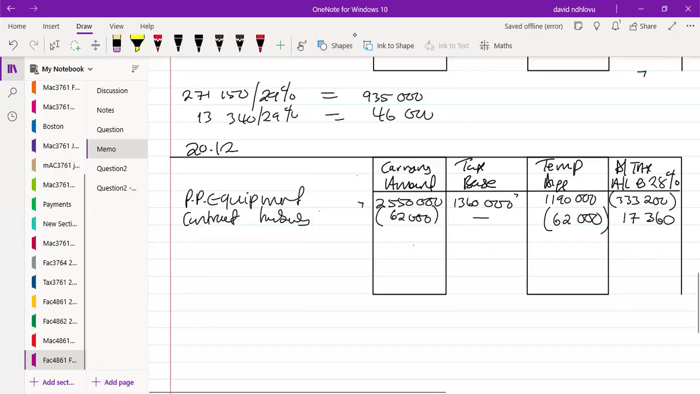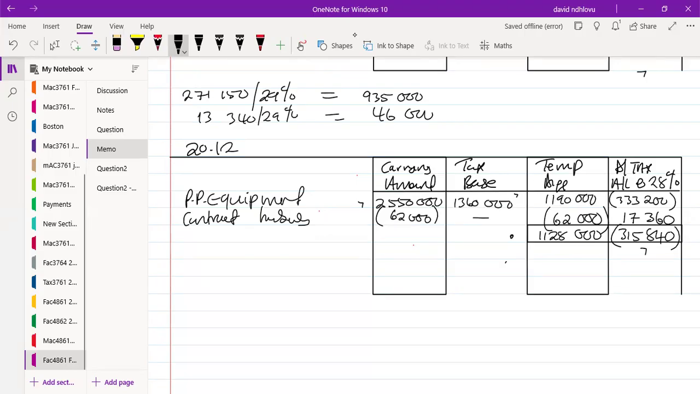These are the only assets and liabilities in this example. Then we can calculate our total. So 1,190,000 minus 62,000, we are going to have 1,128,000 positive amount times 0.28, we are going to have 315,840, and that's going to be in brackets. As long as it is positive there, it is negative there.